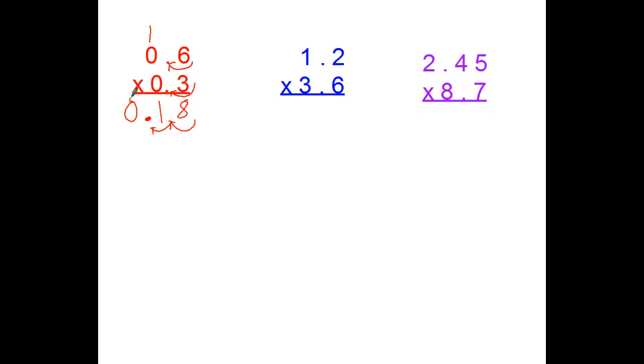Go to my next problem, 1.2 times 3.6. Multiply like normal. 6 times 2 is 12. Carry my 1. 6 times 1 is 6, plus 1 is 7. Marco Polo. 3 times 2 is 6. 3 times 1 is 3. Add up my numbers. I've got a 2, 13, carry my 1, and a 4. Again, count over 1, 2 spots over. So 1, 2 spots over, 4.32.